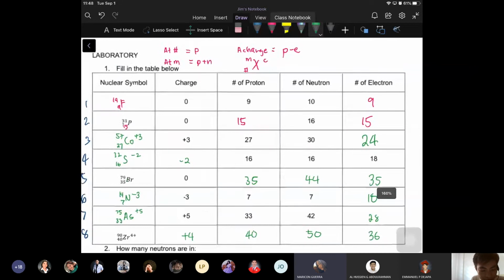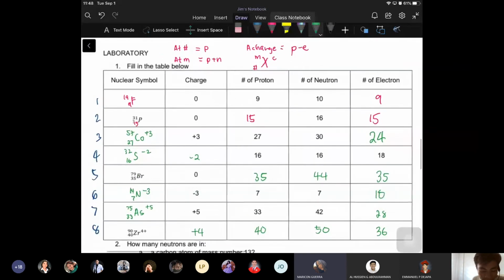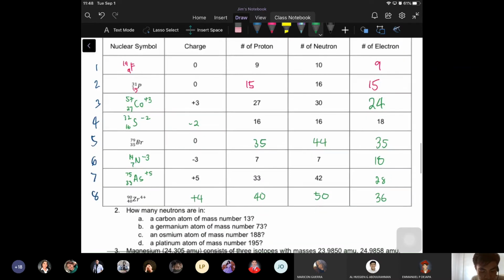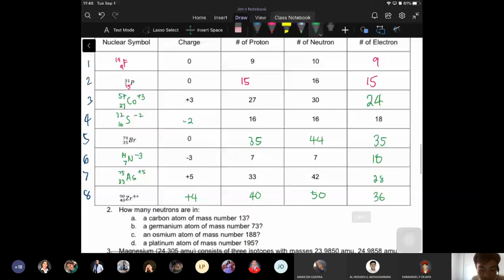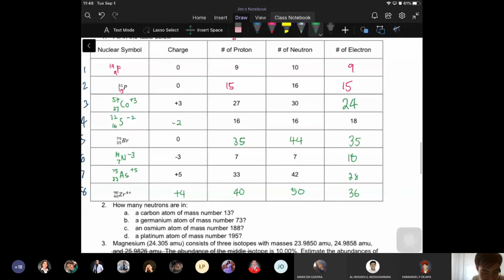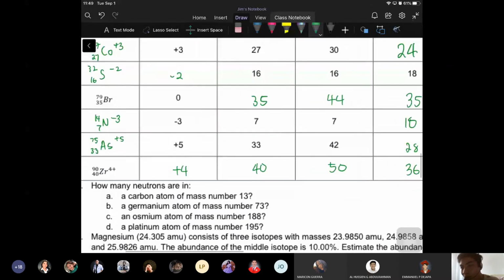Okay, so I'm very glad that we answered everything. You can take a screenshot of our answers for your reference. I think you've taken the screenshot already. Let's proceed with number 2. It's about neutrons. How many neutrons are there in a carbon atom of mass number 13? Now, anyone?